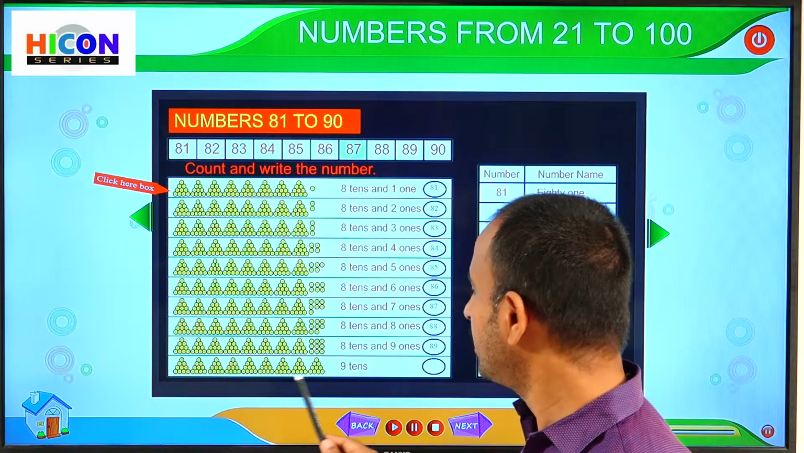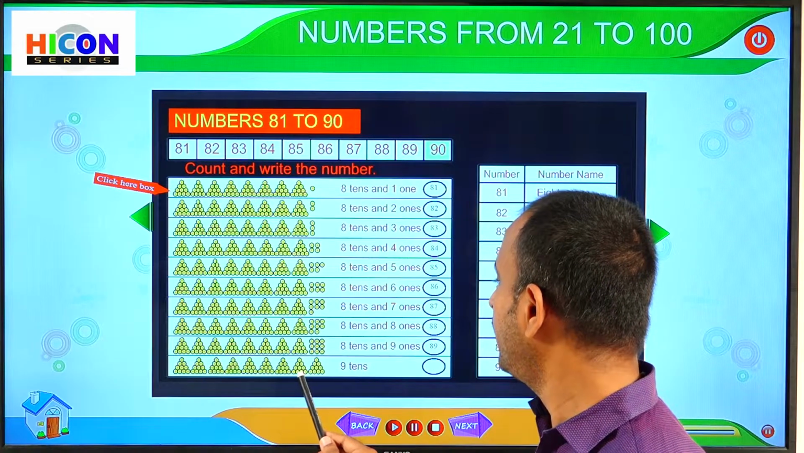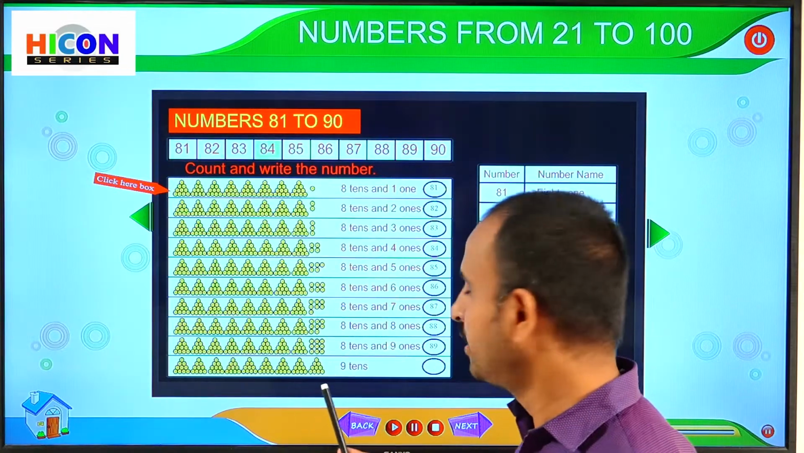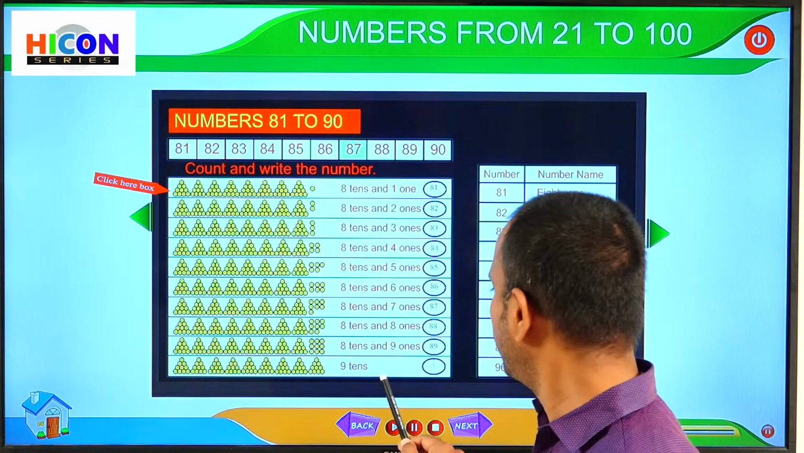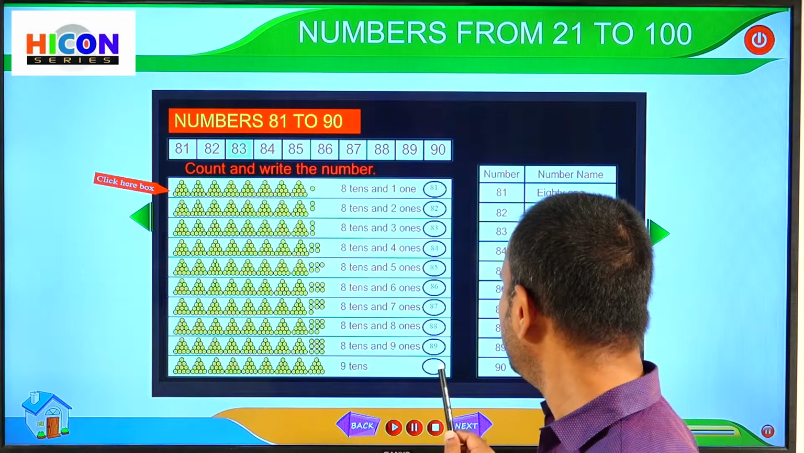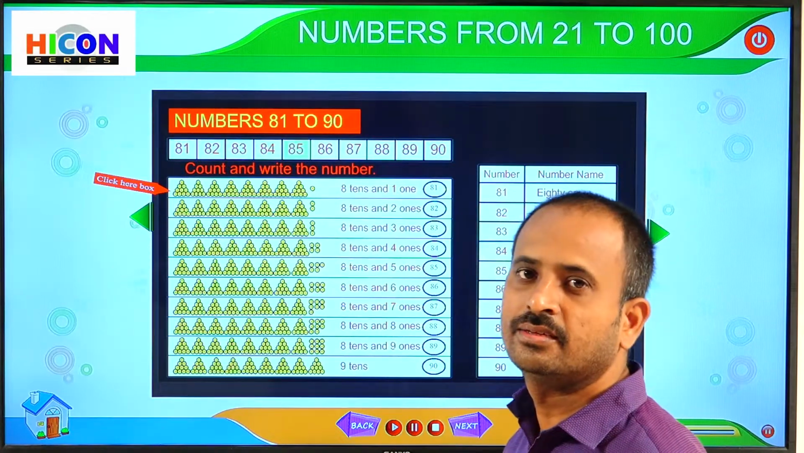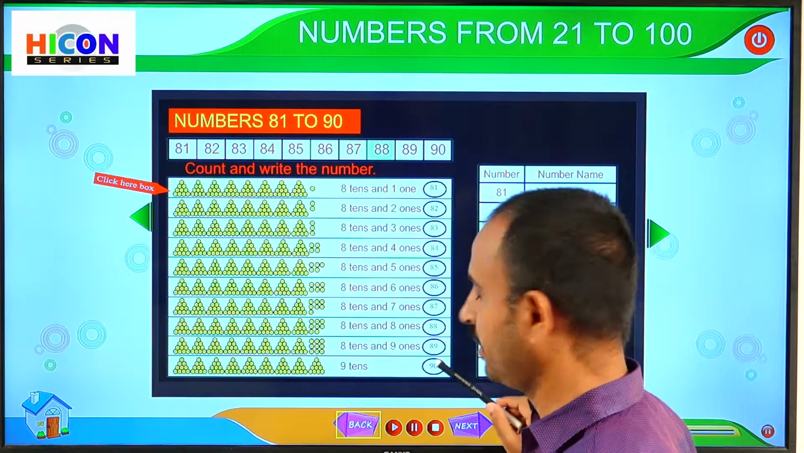See the last one. Children, how many tens are there here? 1, 2, 3, 4, 5, 6, 7, 8, 9. There are 9 tens, but there are no ones. That is 0 ones. 9 tens and 0 ones together make 90. And this number can be read as 90. So children, these are the numbers from 81 to 90.